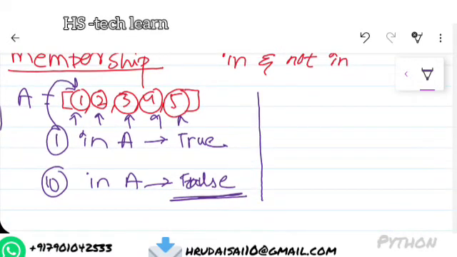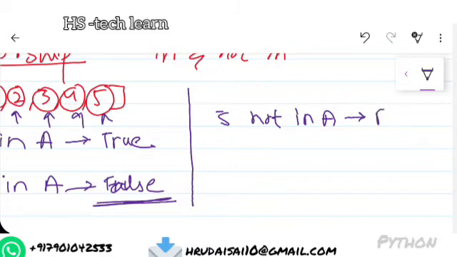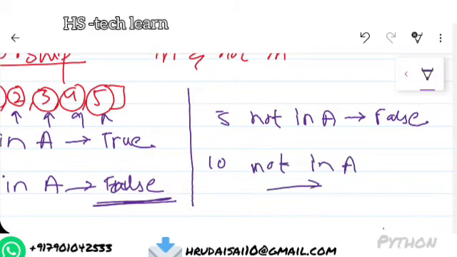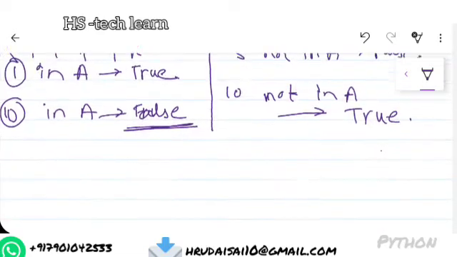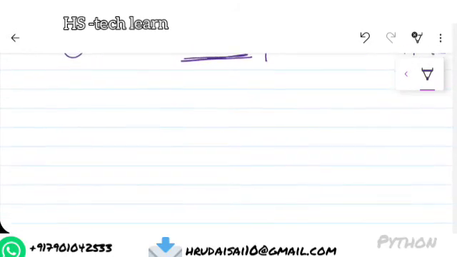Not in is the reverse of this, just like is and is not. Here in and not in are also the same. 5 not in a is a false statement. 10 not in a, that is, 10 is not in a, is what we are saying. Earlier we got false for 10 in a. So 10 not in a here gives true.